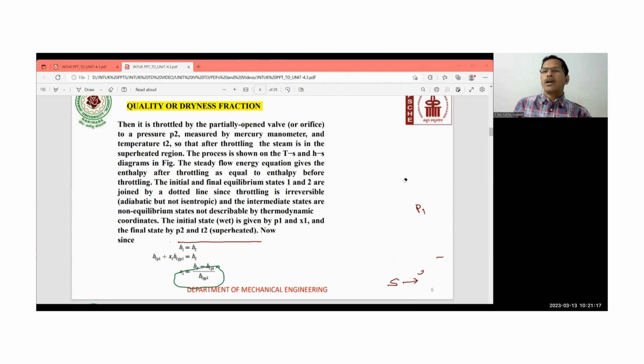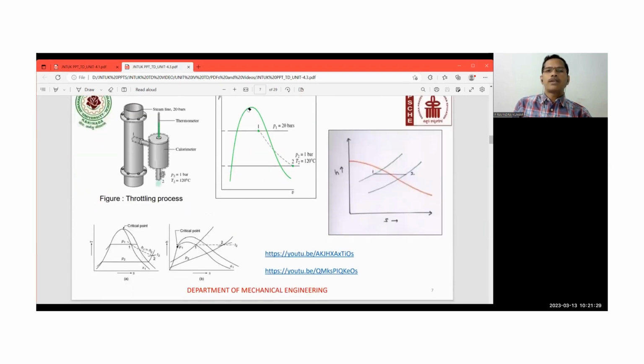Like that, there is a separating calorimeter, and there is the combined separating and throttling calorimeter. When you draw the TS plane, that is temperature versus entropy, the throttling process is an irreversible process. That's why the irreversible process is represented by a dotted line. See here, this is the irreversible process, represented in a dotted line.